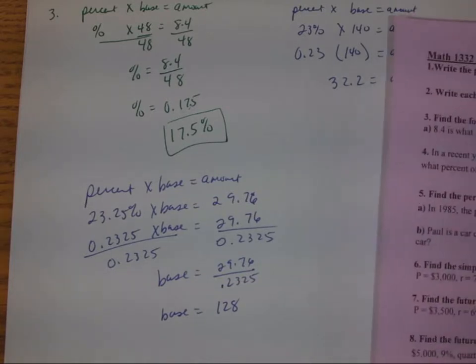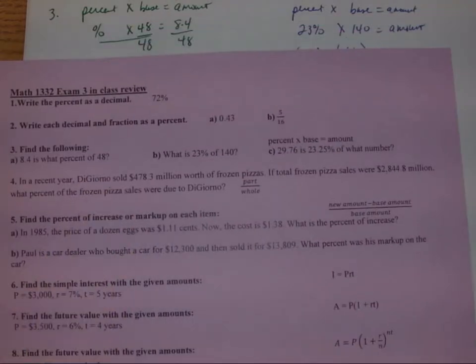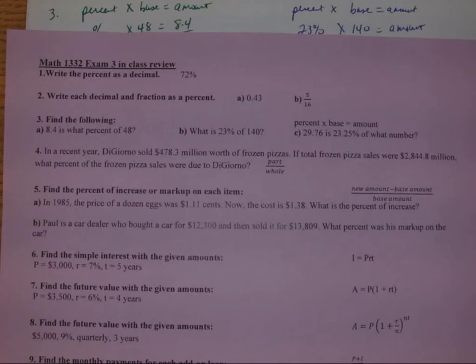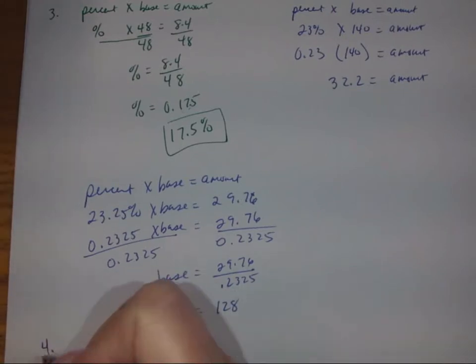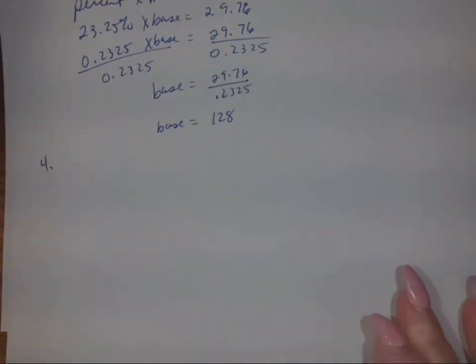All right, for number 4, in a recent year, DiGiorno sold 478.3 million worth of frozen pizzas. If the total frozen pizza sales were this much, what percent of the frozen pizza sales were due to DiGiorno? Now, I've told you it's the part over the whole, but you can use that same percent times base equals amount. So let's use that same formula because that's something we're familiar with.